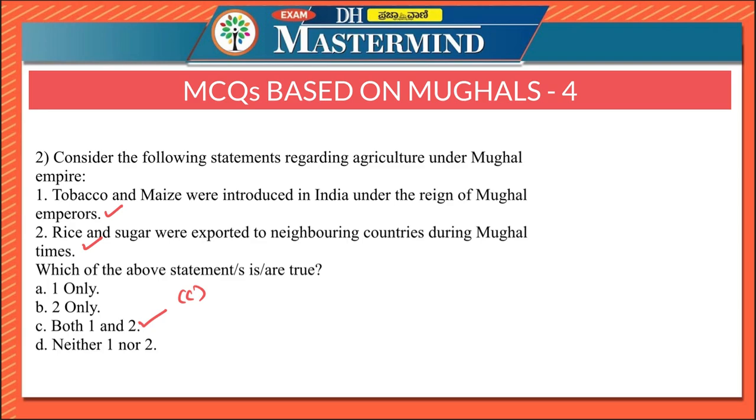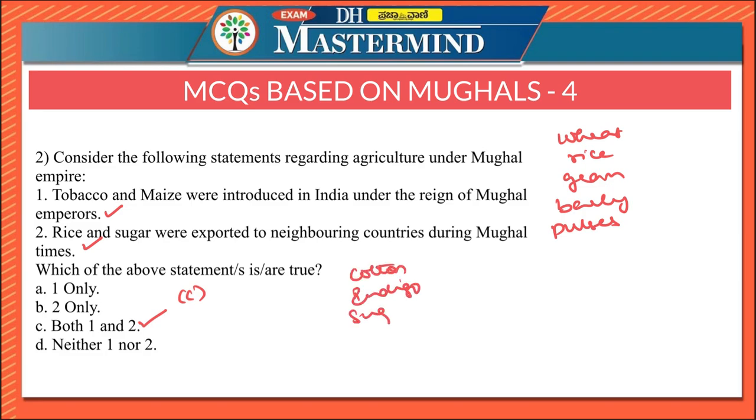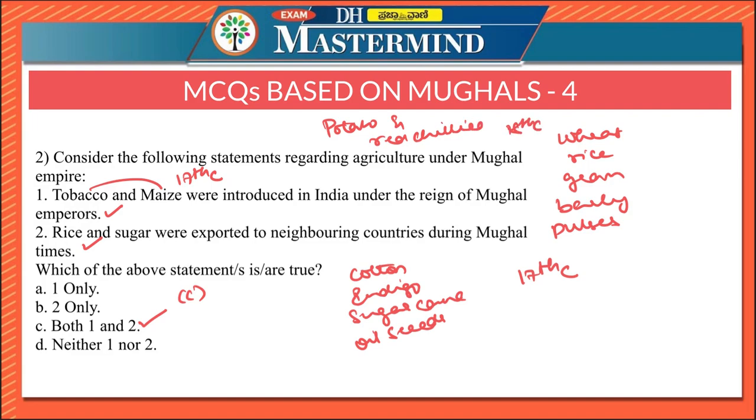A large variety of crops such as wheat, rice, gram, barley, pulses, etc. were cultivated. Commercial crops such as cotton, indigo, sugarcane, and oil seeds were also cultivated. During the 17th century, two crops, namely tobacco and maize, were introduced. Please remember, potato as well as red chilies were introduced later in the 18th century. But no new agricultural technique was introduced during this period. However, India was able to export food items like rice and sugar to the neighboring countries.